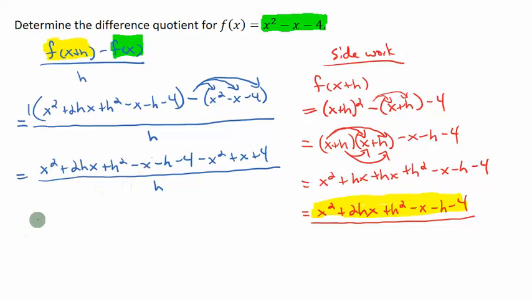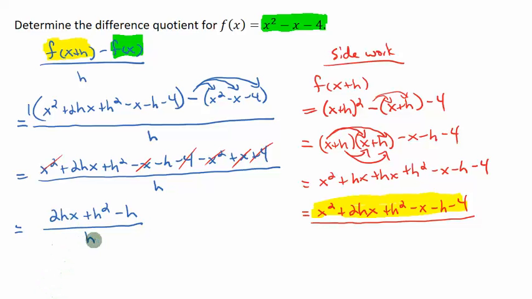And then I just combine like terms on top. So my x squared and my negative x squared give me 0. 2hx doesn't combine with anything. I don't have any other h squared terms to combine. I've got a negative x, but I've got a positive x that gives me 0. And I've got a negative 4 and a positive 4, which gives me 0. So I'm left with 2hx plus h squared minus h on top. And on bottom I just have h.